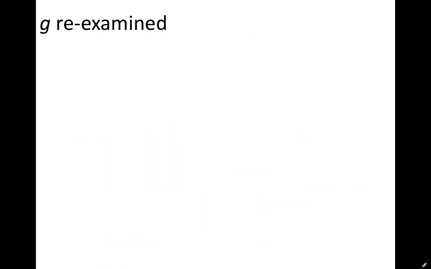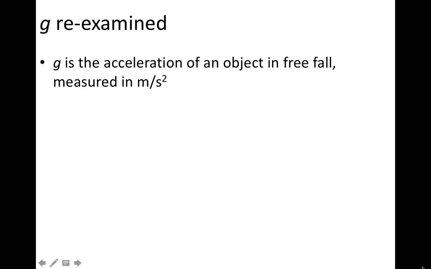I'd like to briefly re-examine g, lowercase g. Up till now, we've referred to g as the acceleration of an object in free fall, and we've measured it in meters per second squared. And around Earth's surface, g has a value of 9.8 meters per second squared, and in this course we round that up to 10 meters per second squared to make the math a little bit easier.